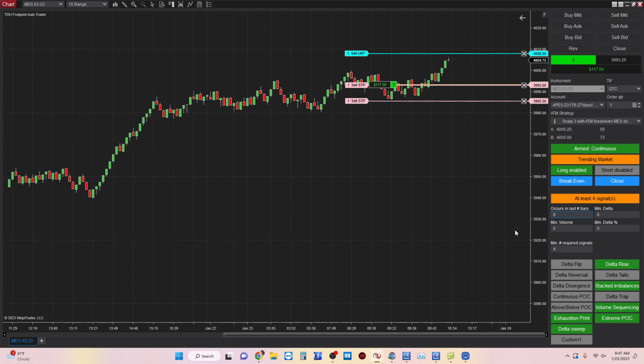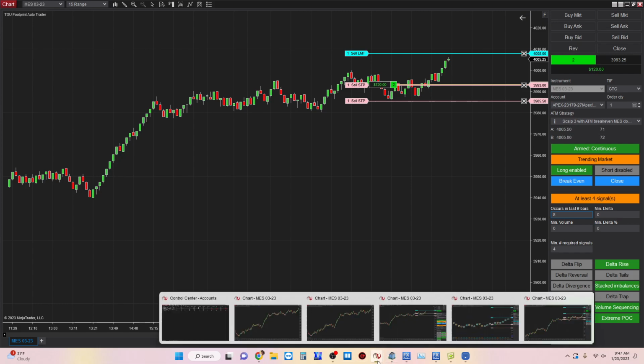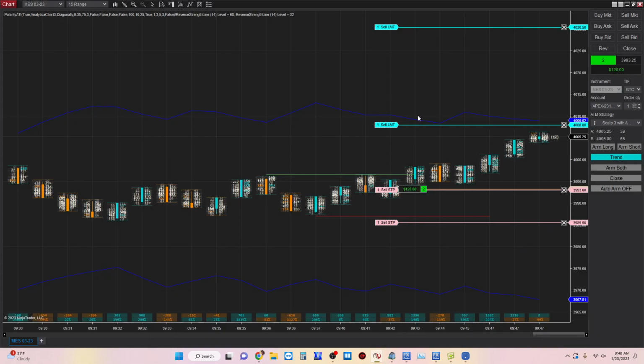And when it's paired together with a stacked imbalance or a volume squelch or a delta rise, they make for really good entries. And it looks like we're about to take profit close on the scalp. We're getting closer. I like to look at the RSI bands that we got. 14 period, 68 setting. And it's flirting.